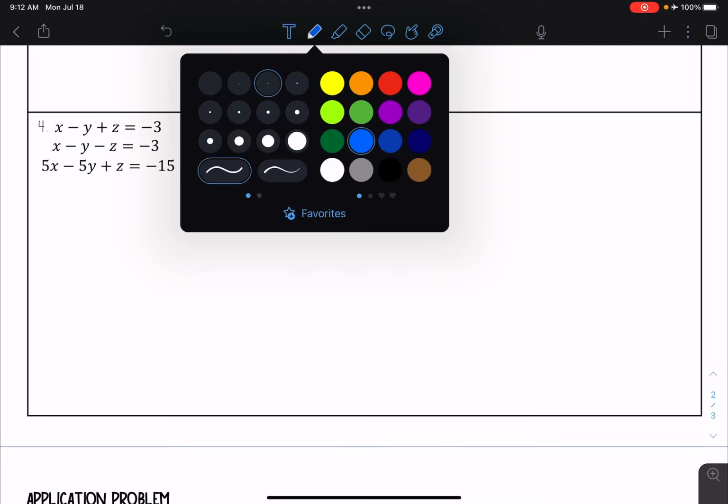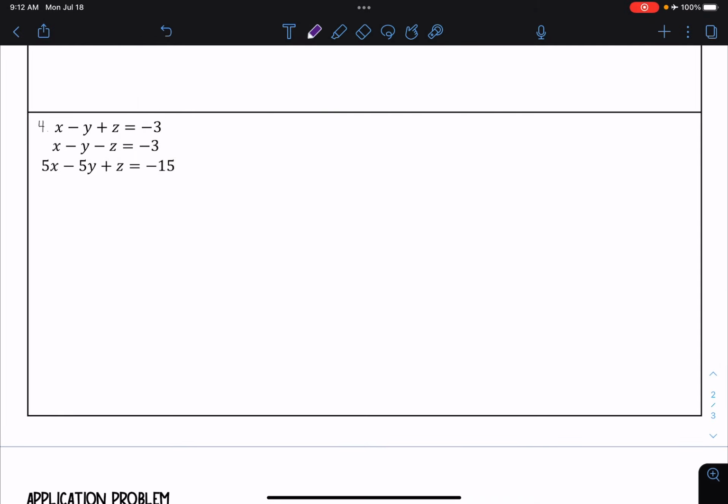Okay, let's look at one more. So here I have x minus y plus z equals -3, x minus y minus z equals -3, and 5x minus 5y plus z is equal to -15. So my first step is I want to eliminate a variable. I want to go ahead and eliminate my z, just because they're actually already set up to be eliminated without having to do any manipulation of my equations.